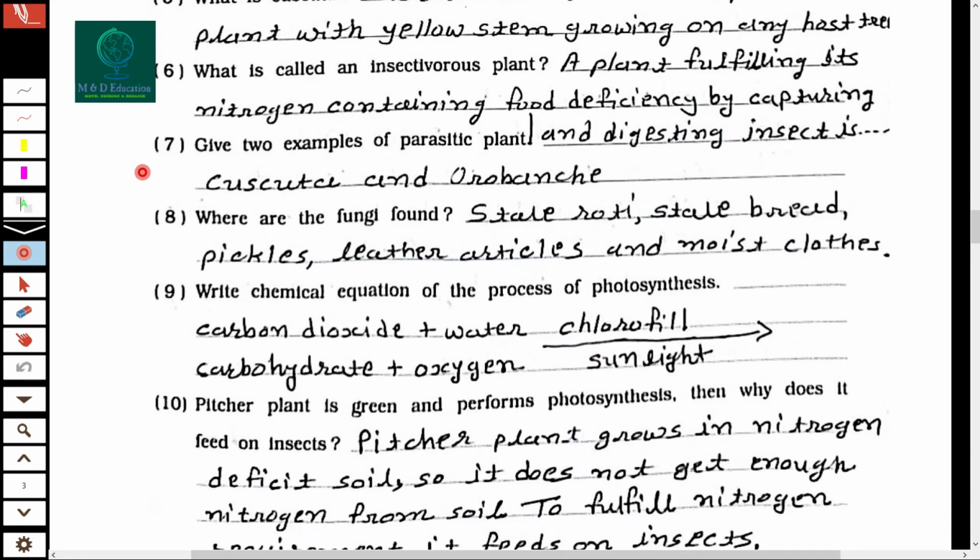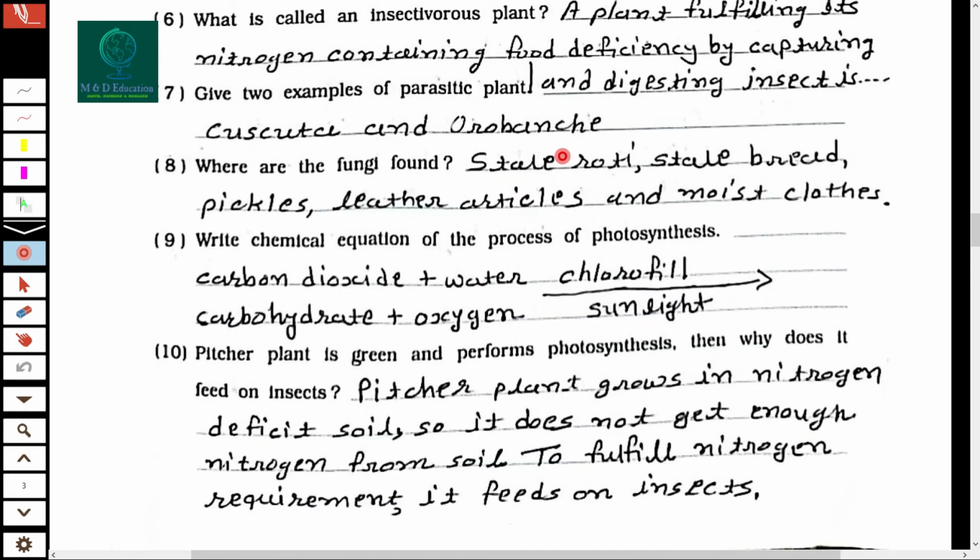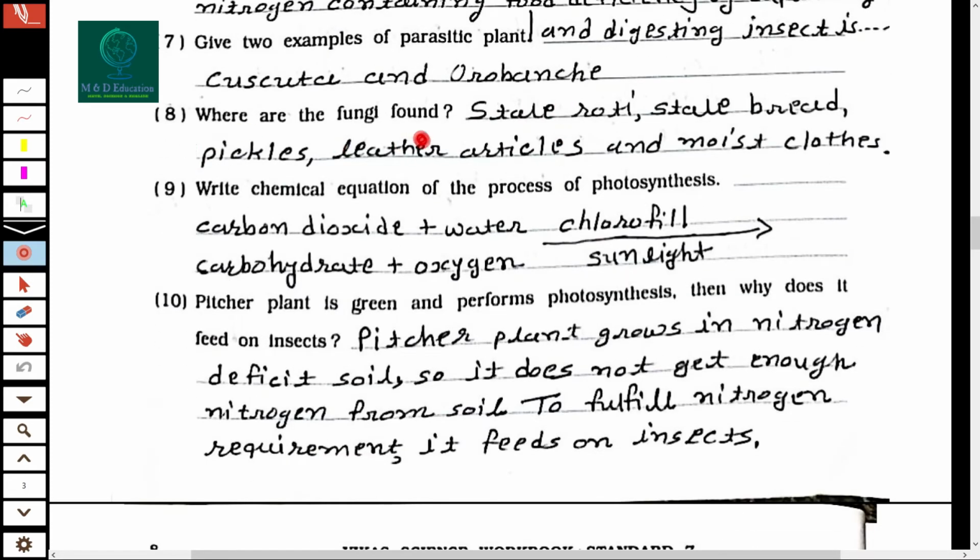Now the seventh question is, give two examples of parasitic plant. So it's cascata and orobanche. Okay. Now the eighth one is, where are the fungi found? So it's stale roti, stale bread, pickles, leather articles and moist clothes also.